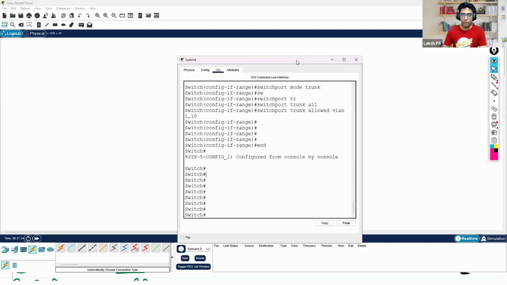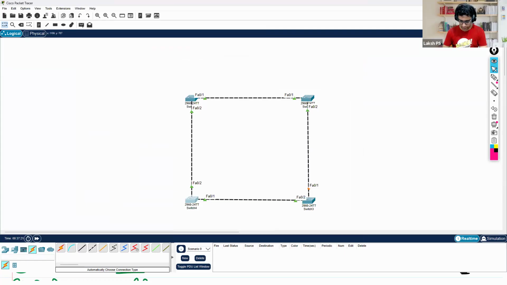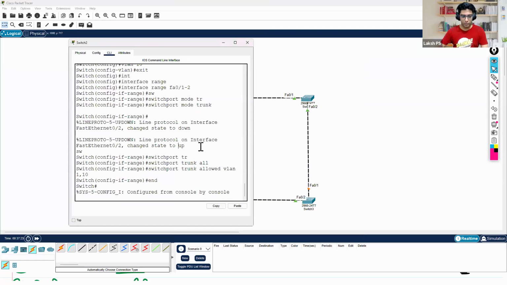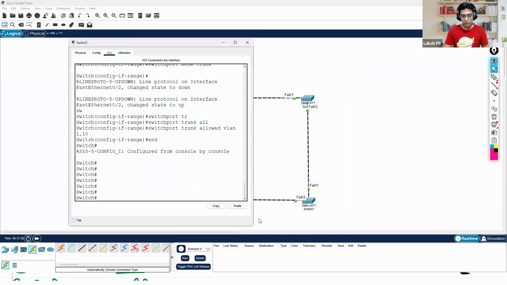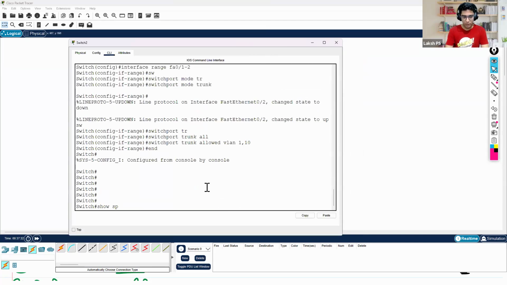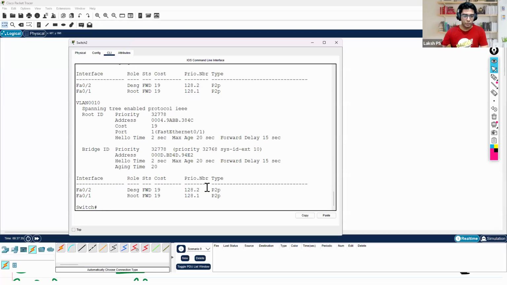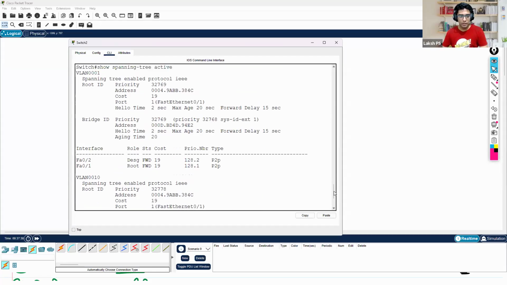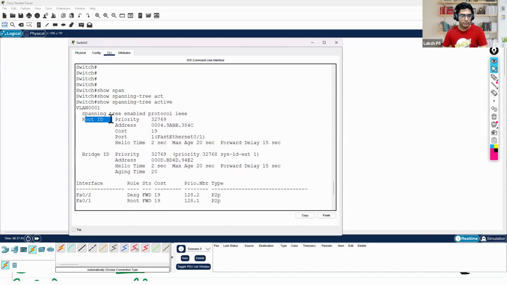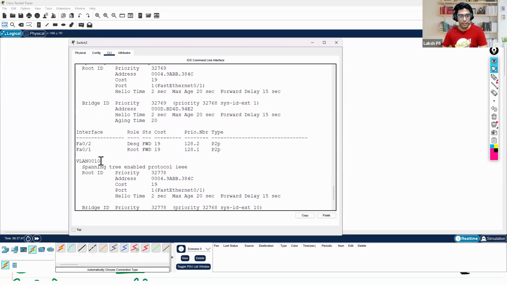Okay, now let's look at this from the switch. Switch 2 is up, all the interfaces of switch 2 are up. Let's look at switch 2. Show spanning tree active. When I do so, you can clearly see it says root switch ID for VLAN number 1 and for VLAN number 10. We can clearly see the switch with the MAC address 384C is the root switch for both the VLANs.